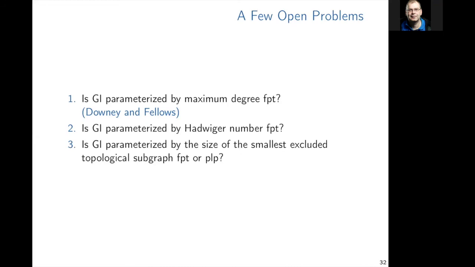So maybe a naive question. For your GI algorithm, do you need to know the Hadwiger number? No. Basically these things all come out, and I don't need to know it. I can just run the algorithm for all possible Hadwiger numbers, and if I find the right structure, then I win.